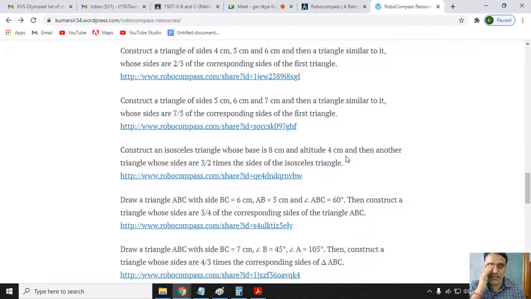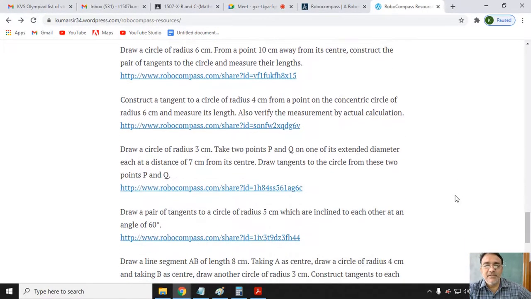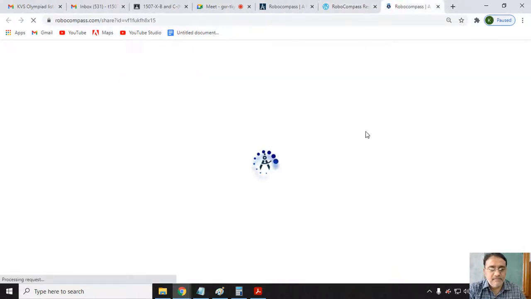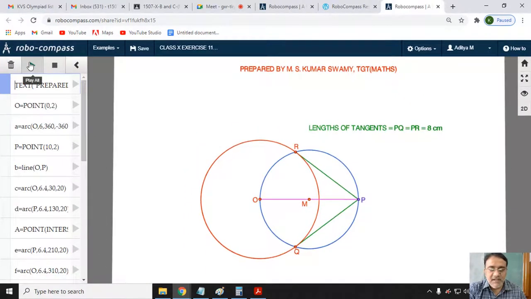The next questions have been deleted for this academic year. Now the second exercise will start with the first question. Draw a circle of radius 6 centimeter from a point 10 centimeter away from its center. Construct the pair of tangents to the circle and measure their length. Okay, so let us start.